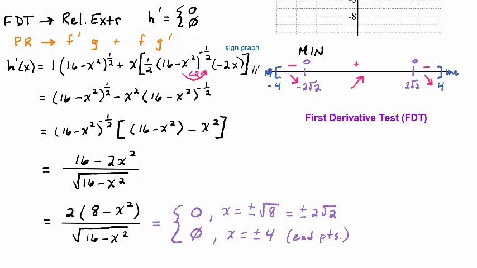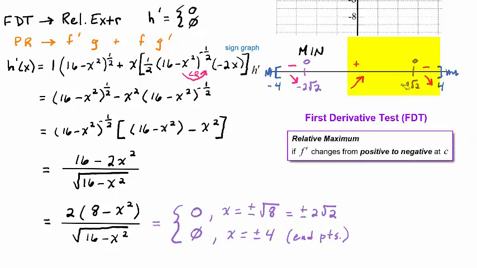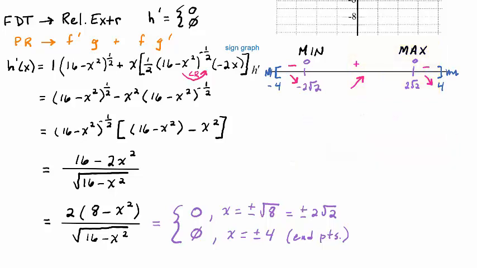Continuing to analyze our sine graph, by the first derivative test, if the derivative changes from positive to negative at a critical number, then that means there will be a relative max. And so to find the point, we will need to plug in positive 2 radical 2 as well. So right now we know the overall general shape of the graph. It will have to decrease until it hits a minimum, then increase till it hits a maximum, and then decrease again.